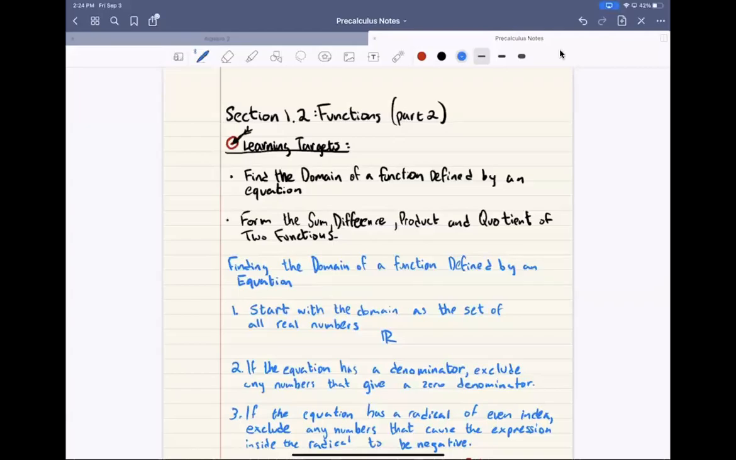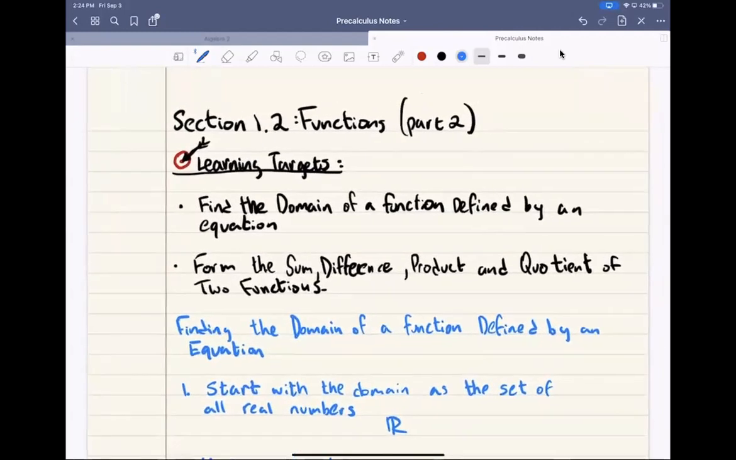It's Mr. Sanchez coming with you guys with another lesson for pre-calculus. This time we're continuing section 1.2 functions. I broke it up into two parts so that the topics are more easily digestible.